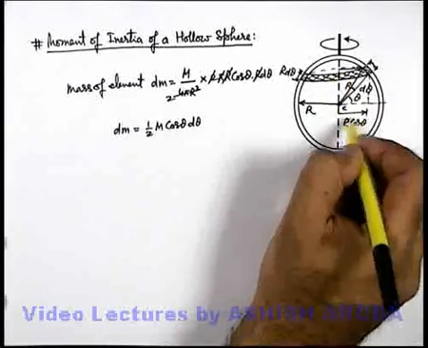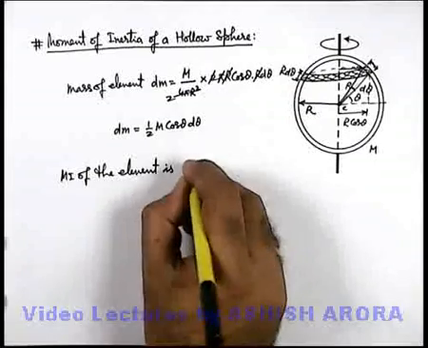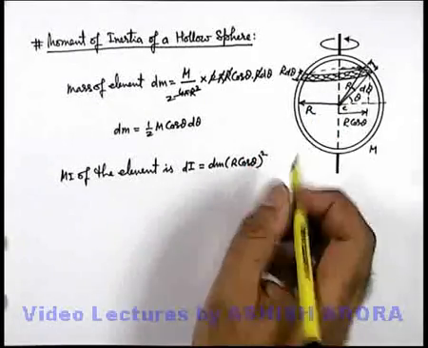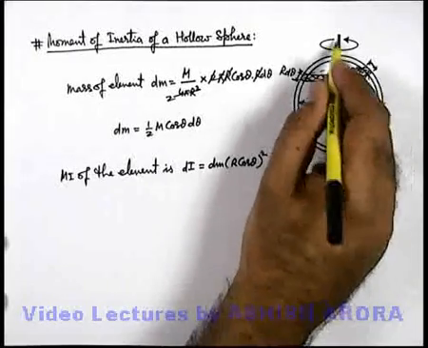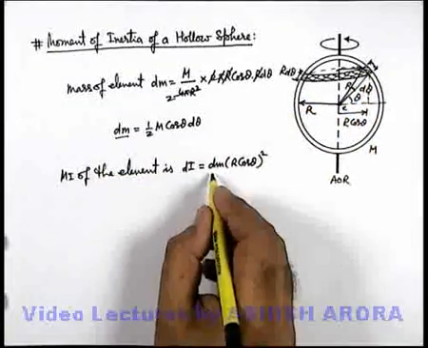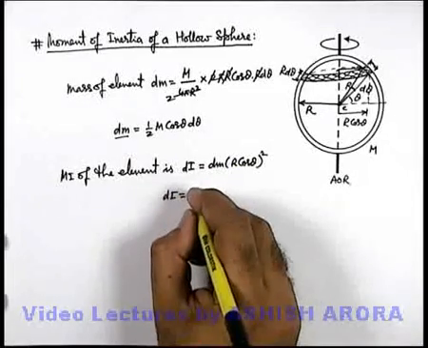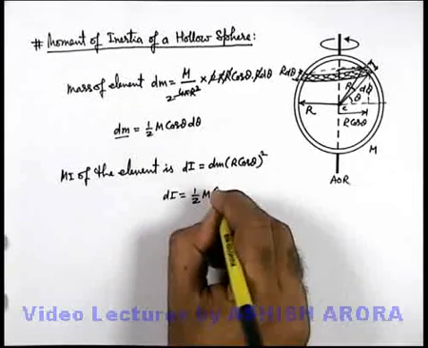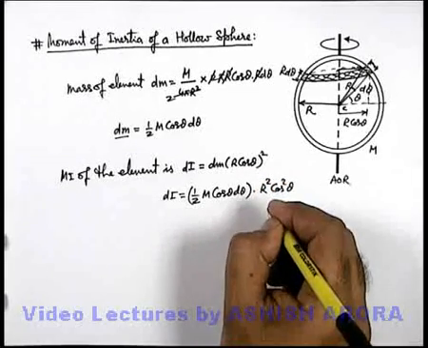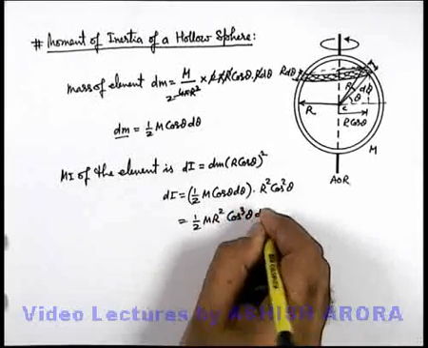Now the radius of this elemental ring is r cos theta, so we can write the moment of inertia of the element. As the element is ring shaped, its moment of inertia dI can be written as dm times (r cos theta) square. As for a given ring about the given axis of rotation, which passes through its center and is perpendicular to the plane, moment of inertia is m r square. So for the element, as its mass is dm and radius is r cos theta, its moment of inertia is dm (r cos theta) square. Now we substitute the value of dm here, and we get half m cos theta d theta multiplied by r square cos square theta. So this dI is half m r square cos cube theta d theta.